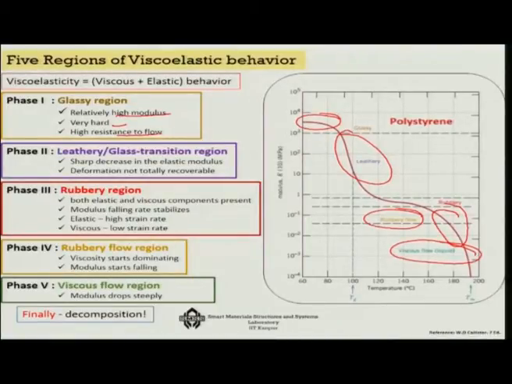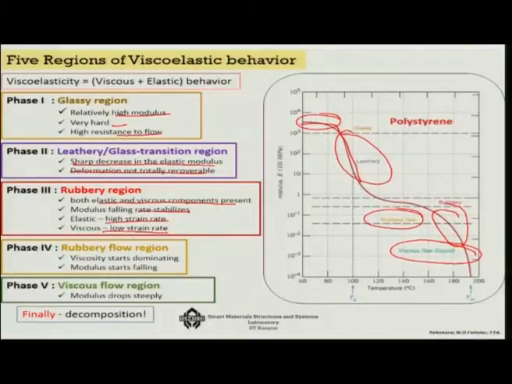In the second phase, your transition is happening, so there is a sharp decrease in the elastic modulus. As you can see, it is falling down, and deformation is not totally recoverable. Then the rubbery region, where both elastic and viscous components are present, the modulus falling rate has stabilized, the elastic has a high strain rate, and the viscous has a low strain rate.